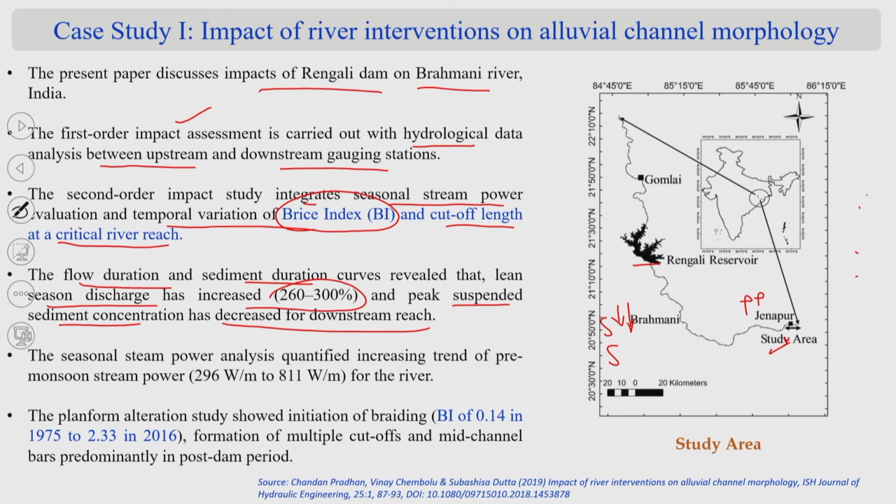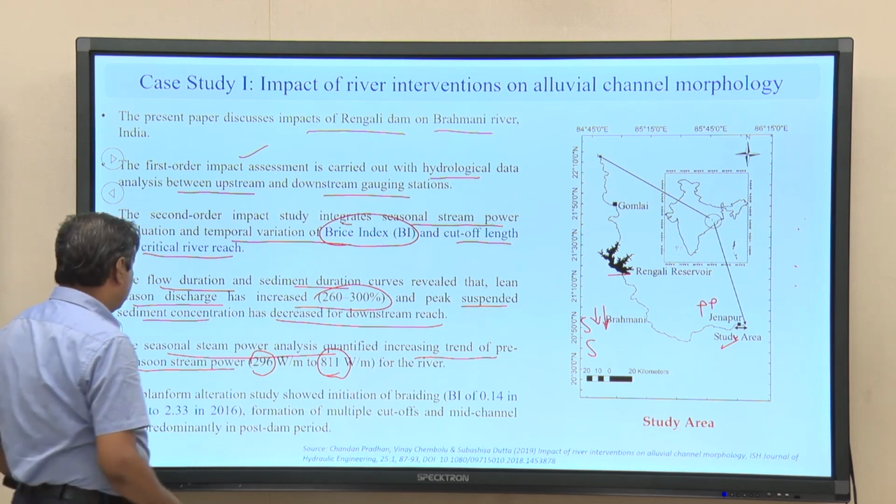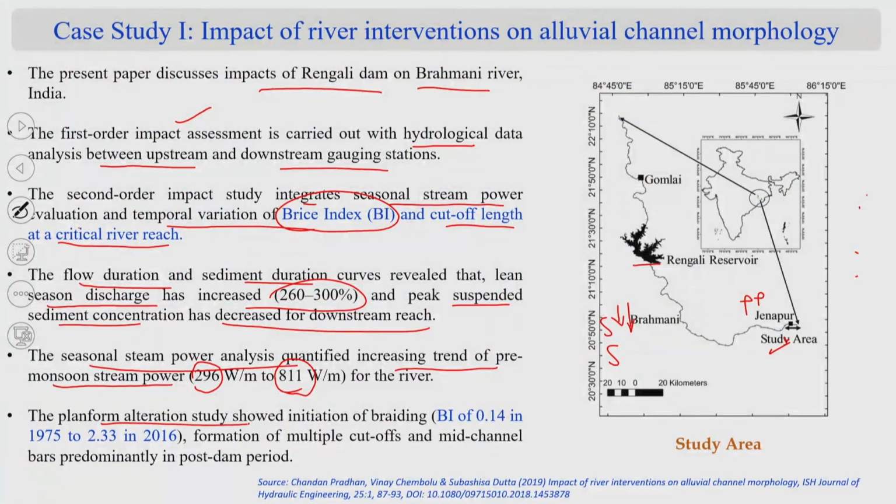And what is it with that? The seasonal stream power analysis shows an increasing trend of pre monsoon stream power, from 56 or 300 watt per meter to 800 watt per meter. So, energy dissipation has increased. The planform alteration study shows that there is braiding initiation, where the braiding index was 0.14 in 1975 and has gone to 2.33 in 2016. So, almost 40 years.